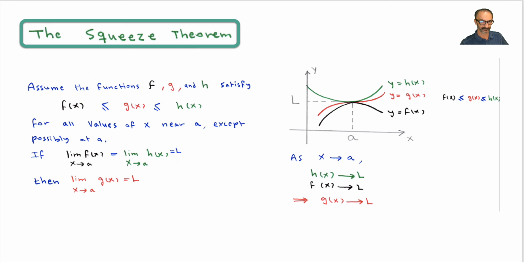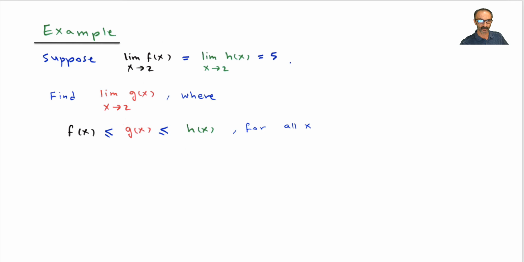That's the meaning. F of x and h of x, as x approaches a, they're both approaching the same output, which is L. And g lives in between, and is not going to go anywhere else. It has to go to L also. That's called the squeeze theorem. Sometimes they call it the sandwich theorem.